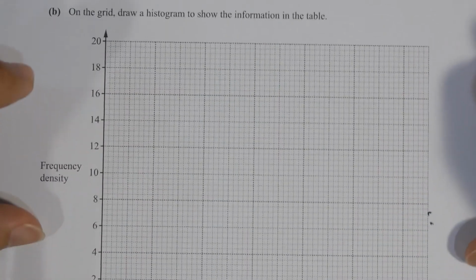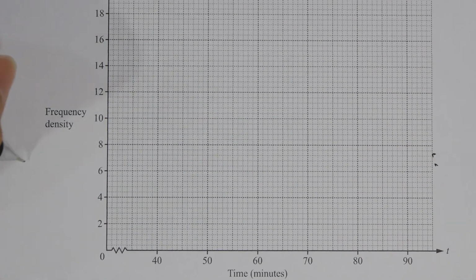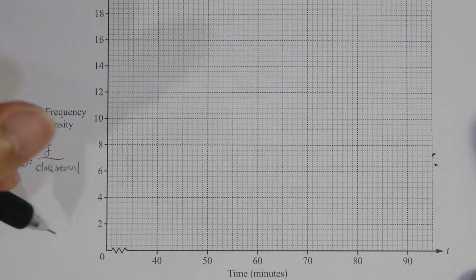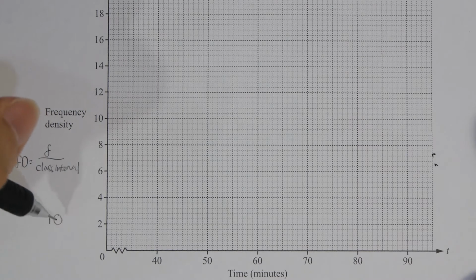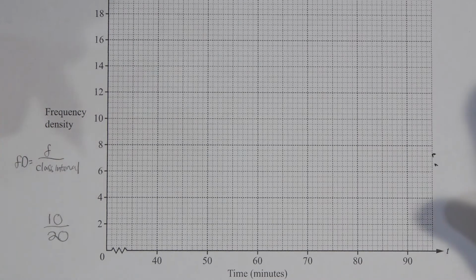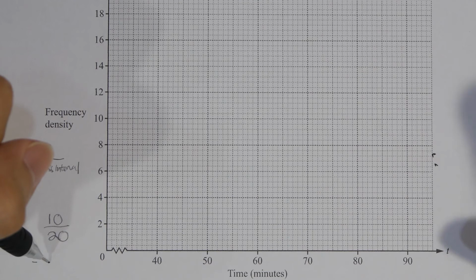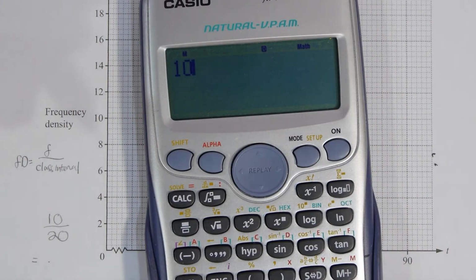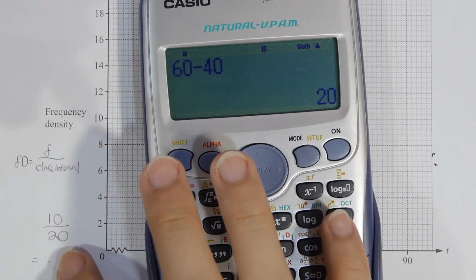For part B, the key thing you need to know is that frequency density is frequency divided by class interval. For the first one, we have 10 divided by 20, so we get 0.5. Do it down, repeating the same steps for the remaining part. Then you'll be able to construct the histogram.